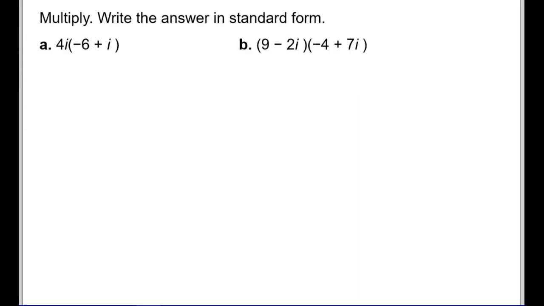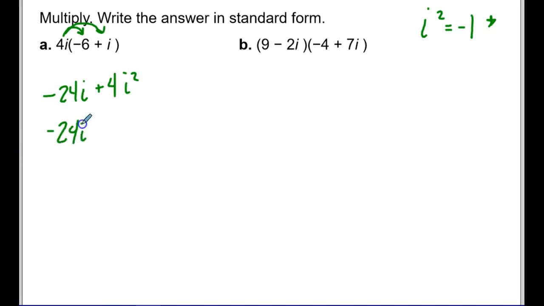Okay, so now we're going to be dealing with multiplying. So remember back at the beginning when we talked about learning targets that i squared equals a negative 1. That's really important to remember here. So let's just go ahead and multiply. So again, I see I have something outside the parentheses, so I distribute to everything inside. So 4 times negative 6 is negative 24i. 4i times i is a positive 4i squared. Well, here's an i squared, so let's simplify.